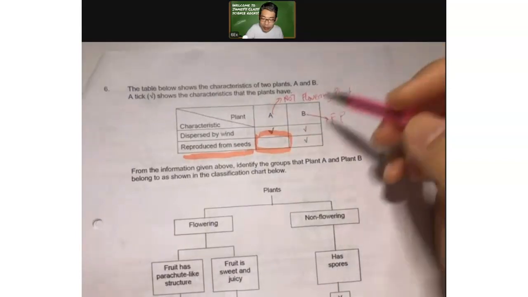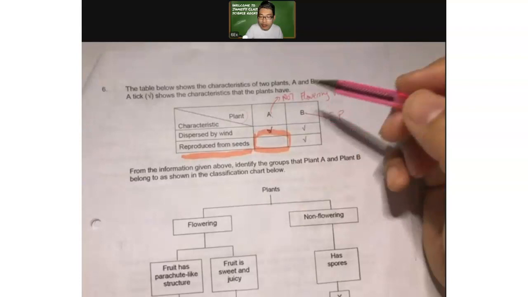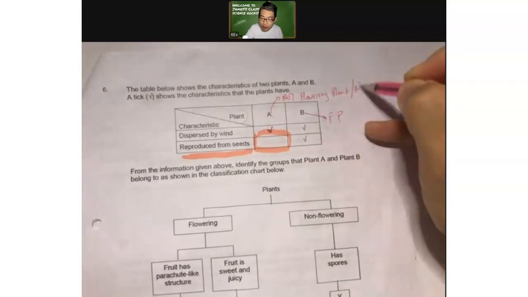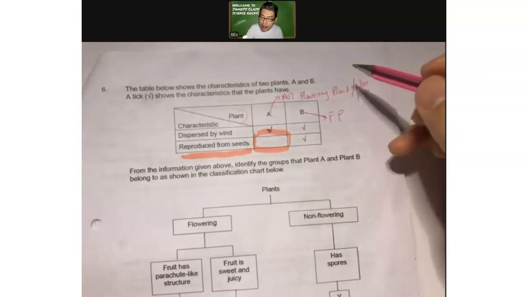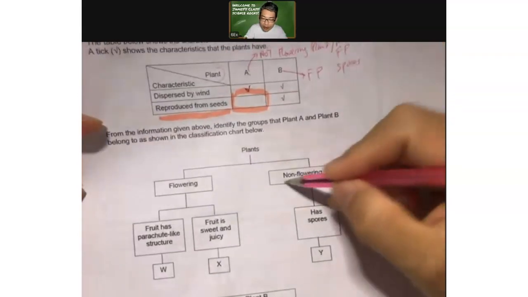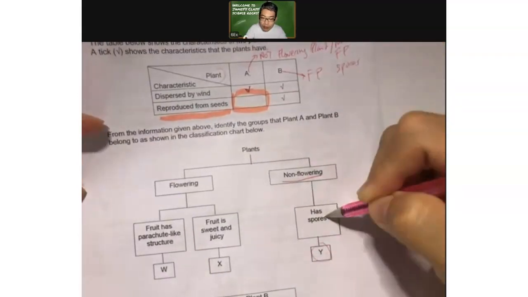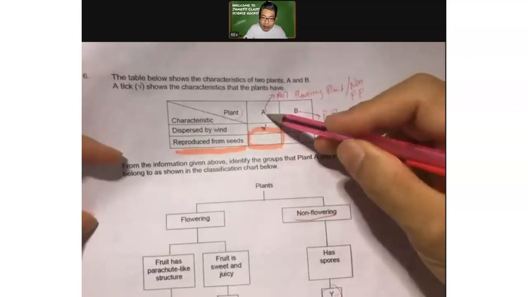So it is a plant, but what kind of plant is it if it's not a flowering plant? Therefore, it must be a non-flowering plant for A. And so what is it that is dispersed by wind that helps A to reproduce? That must be spores. Example of plants like this will be ferns and mosses. So if I look at non-flowering, Y has spores. Y must be plant A. So plant A must be Y.